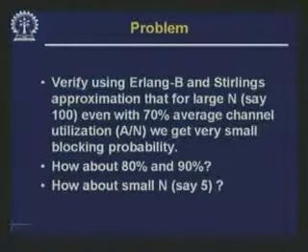So, this is one last thing: verify using Erlang B and Stirling's approximation for handling the factorial, that for large n, say 100, even with 70% average channel utilization, that is A by n, we get very small blocking probability. But of course, if the channel utilization A by n becomes 80% and then 90%, you will find that your channel blocking probability is going up. Okay. And then you can do the same thing for a small n and try to see what happens. Thank you.